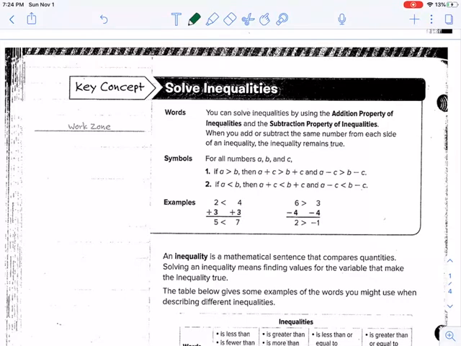So we talked about the addition property of equality and the subtraction property of equality. Well, there's also this addition and subtraction property of inequalities. So basically it's the same thing as if you add or subtract the same number from each side, the inequality remains true. Just like when we did it with equations, the equation remained true.